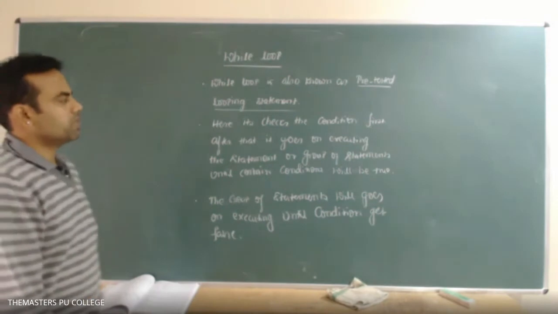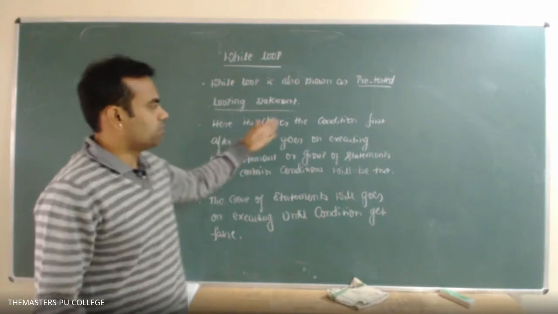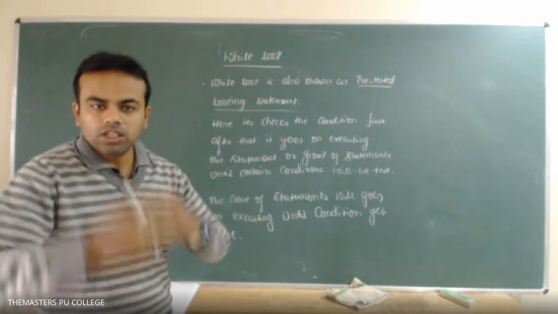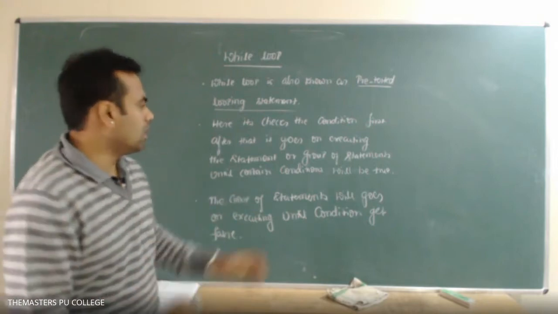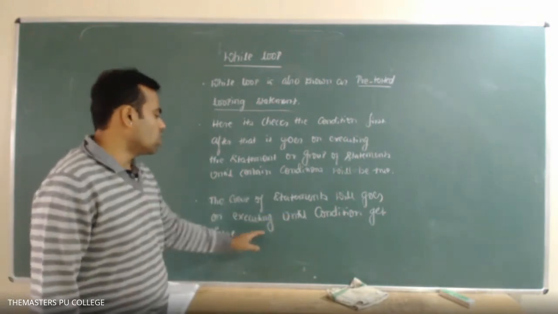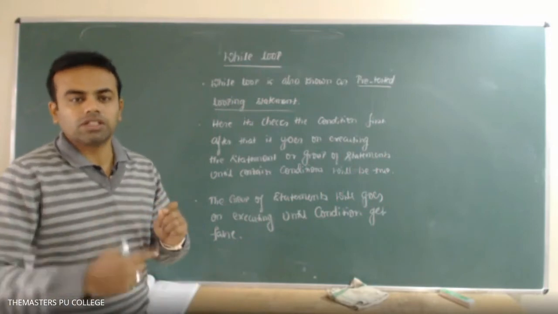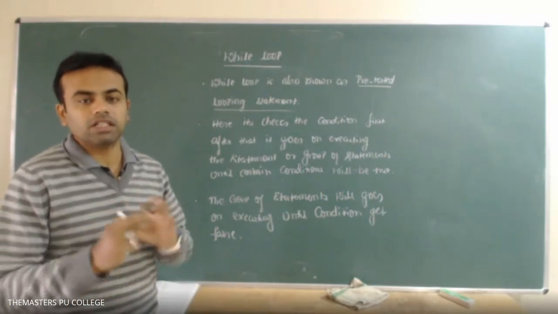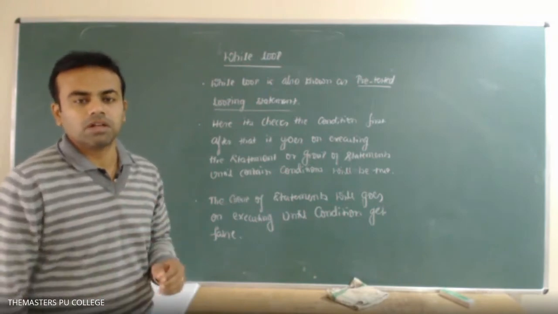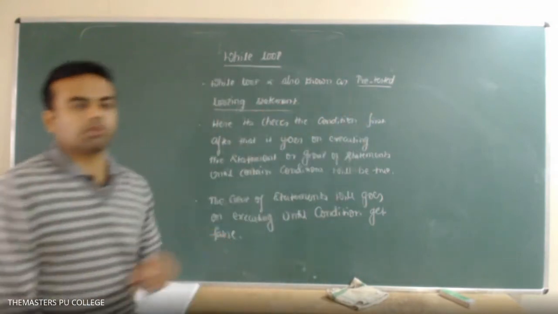So the while loop is also known as a pre-tested looping statement. First it checks the condition, and after that it executes the statement or the group of statements until some condition is true, and the group of statements goes on executing until it gets false. Whatever condition you give should become false, then only it stops the execution of the statements. So remember, this is a pre-tested looping statement.